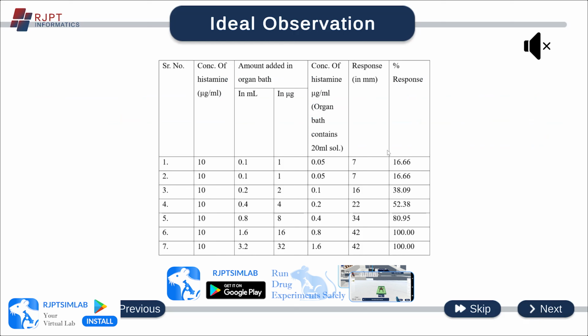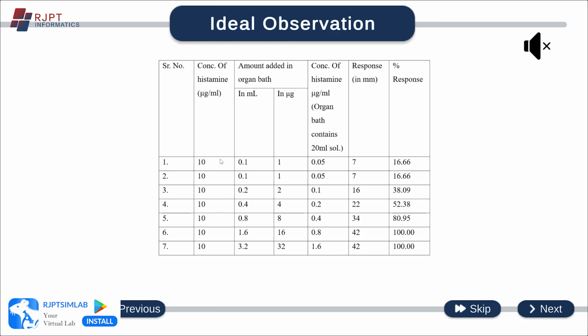This is the observation table of this experiment, which shows the concentration of histamine, the amount of histamine added in the student organ bath, and the concentration of histamine in the student organ bath with the solution filled in it. Then the response, which is recorded from the movement of the frontal lever upward and downward on the kymograph in millimeters, and then the percentage of the response.